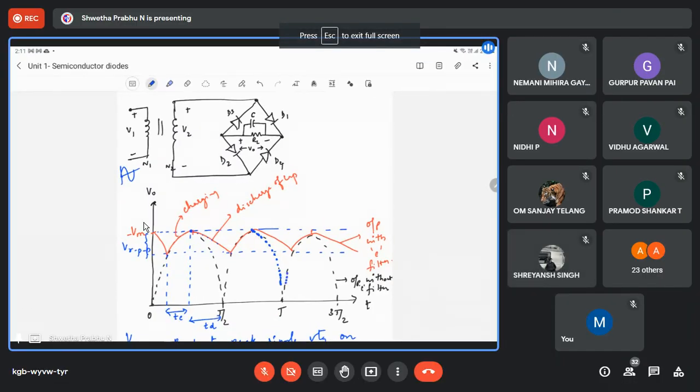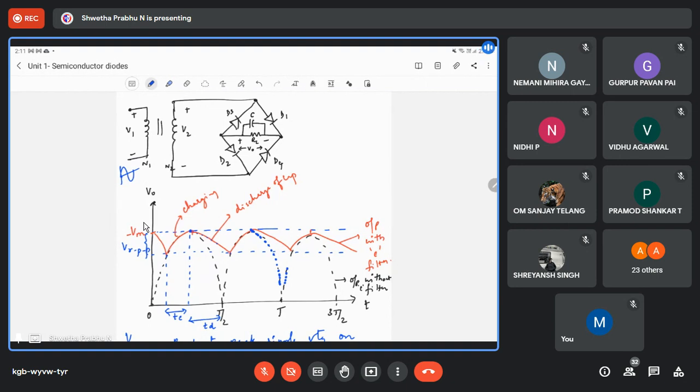When you look at the waveform here, for the next positive half cycle, diodes D1 and D2 conduct and charge the capacitor to the peak value Vm. This is the secondary voltage of the transformer, right? The without-filter output. As soon as it falls below Vm, the capacitor starts discharging. So this is the working principle behind the capacitor filter with respect to the full wave bridge rectifier.